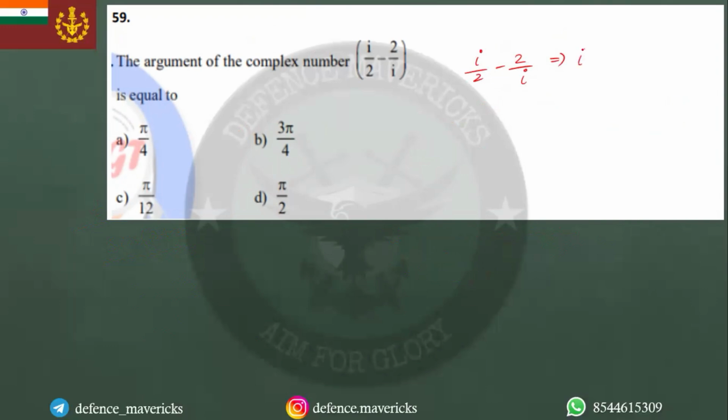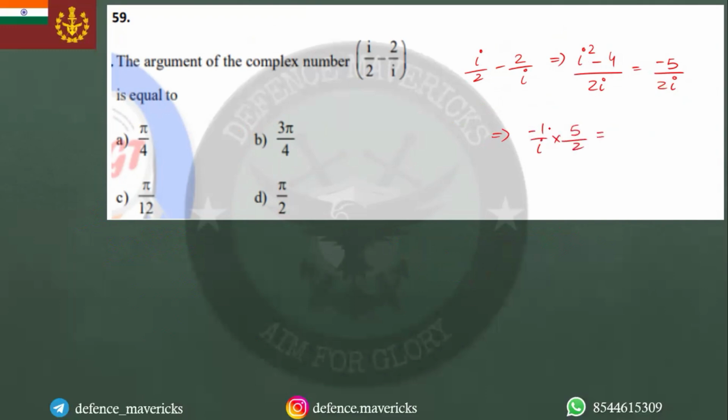So let's cross multiply. So this might become i square minus 2 times 2 is 4 divided by 2i. So i square is minus 1, minus 4 is minus 5 by 2i. ठीक है, but we need i at the top, you can say, ना, तो हम क्या कर सकते हैं, minus 1 by i we can write separately into 5 by 2.